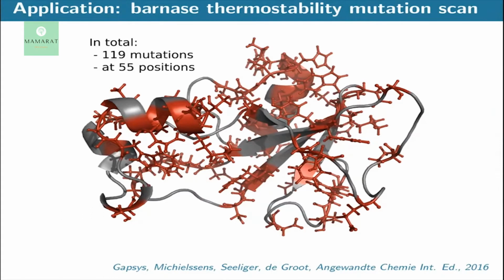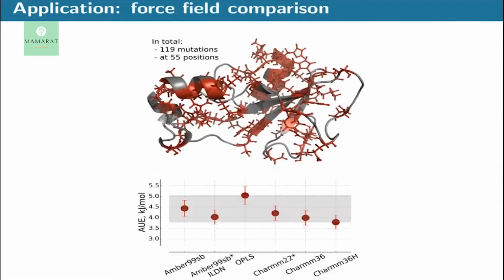Here we collected 119 mutations at 55 positions. You see that almost the whole protein here is covered, so we can mutate almost every residue in it, and we can compare against the experimental measurements, and this gives us a very interesting thermodynamic comparison of the force fields. We can check which force fields perform better and which worse in terms of agreement to the experiment.